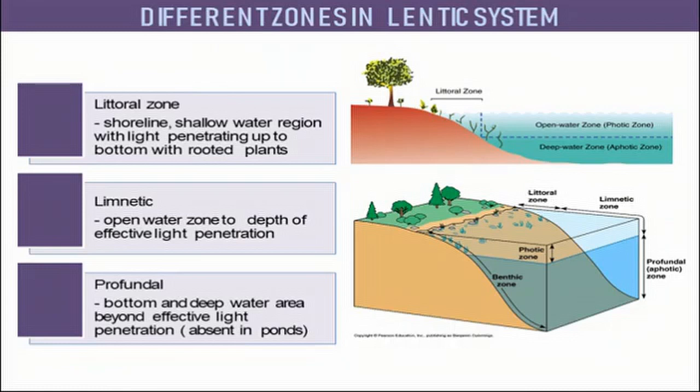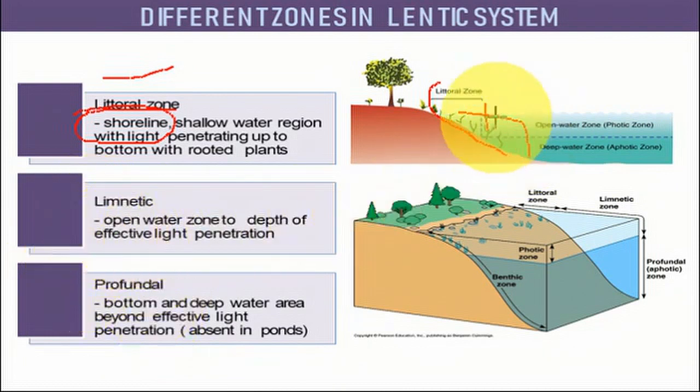And if you consider the lentic ecosystem, you'll find they have three very distinct zones. One is the littoral zone. This is mainly, as you found in case of marine biome, the shoreline. It is the bank of the lentic ecosystem, which is a shallow water region with light penetration up to the bottom. So if you think about a lake, this is the area where the light penetrates to the bottom of the water body. Then you can see the limnetic zone.